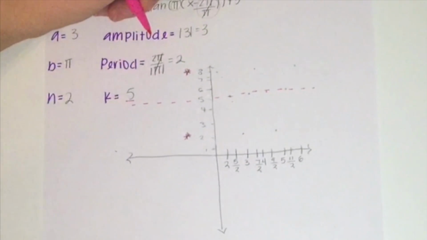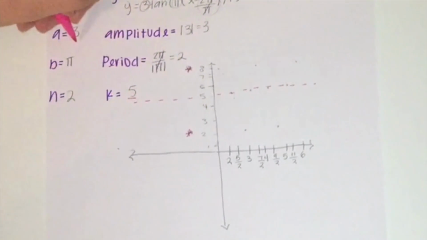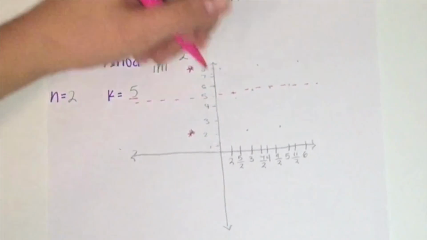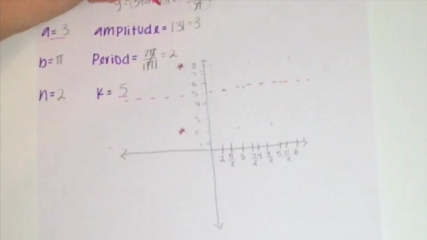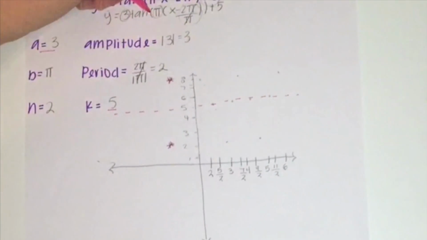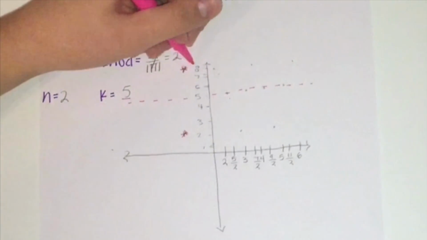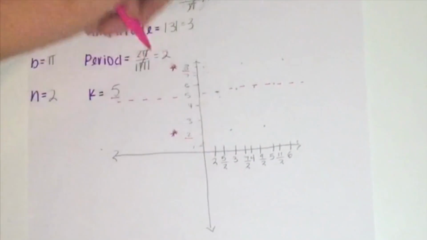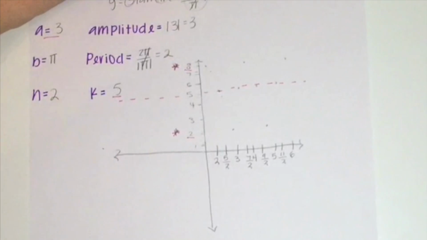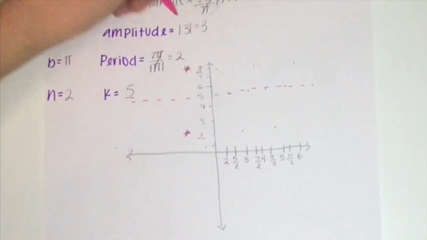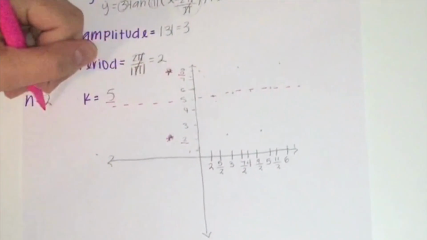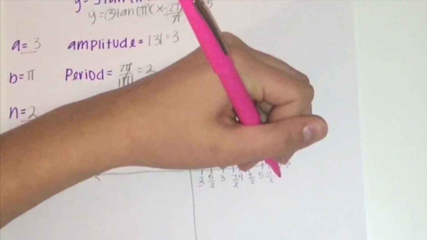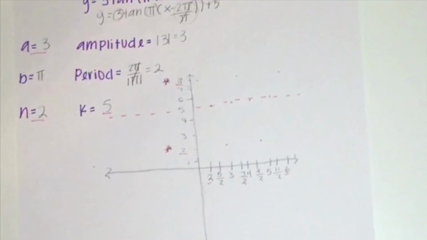All right. Next we can look at our a value of 3, which is our amplitude. That tells us how many units above and below the axis we are going to go, so our max and our min. In this case, we're going to go no higher than 8, and no lower than 2. We already found all our tick marks, so our graph is going to begin at our h value of 2, and if we're graphing 2 periods, it's going to end at 6.